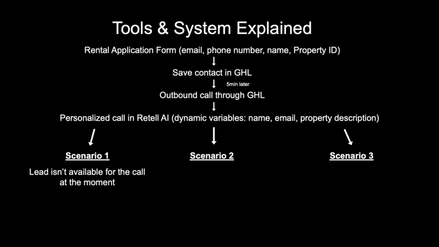First, if the lead is unavailable for the call, the voice AI agent asks for a suitable callback time. Once provided, the agent sets a timer for the call via Make and repeats the GHL automation when the callback time arrives. If the lead confirms availability, the voice agent proceeds with eligibility questions for the rental application.